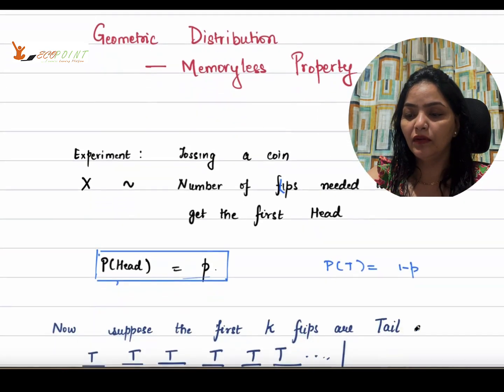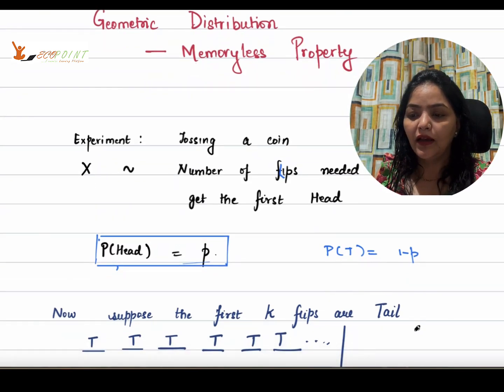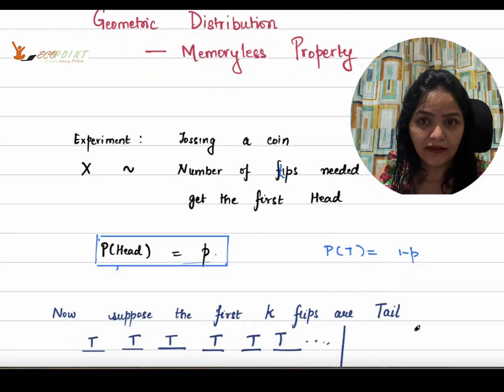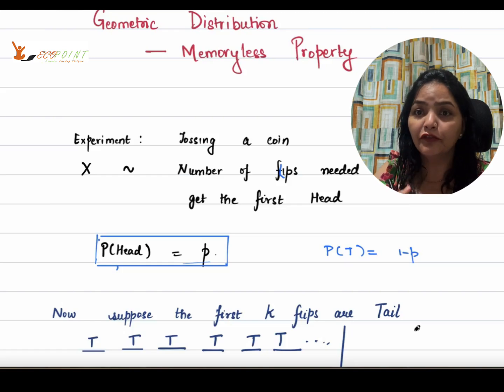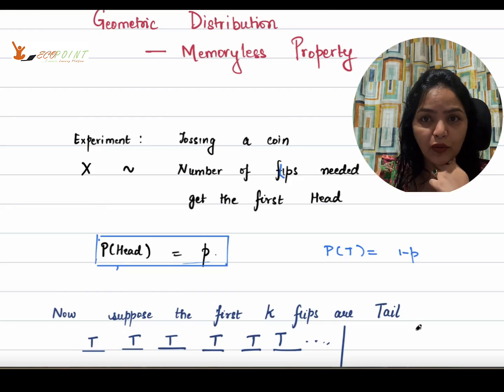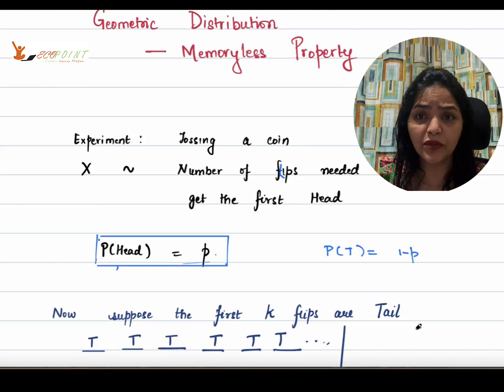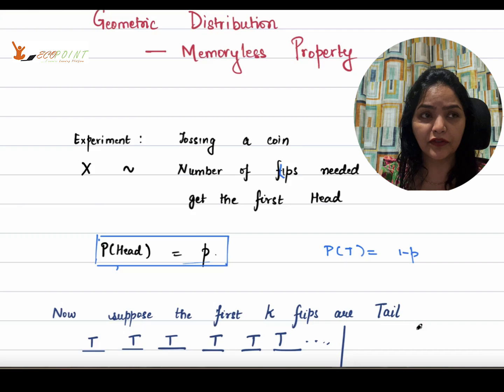Now, suppose that the first K trials or flips have resulted in tail. Now, if we ask ourselves a question after these K attempts: how many more attempts will we need in order to get the first head?